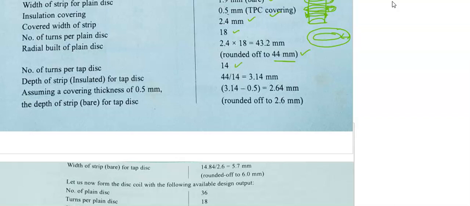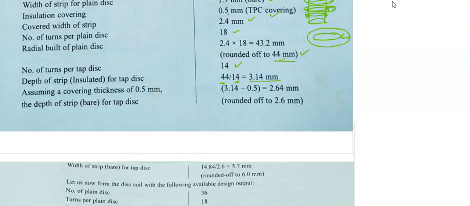Number of turns per tap disc. One tap disc, it is 14. Okay. Depth of the strip of tap disc. How to calculate? Total number of discs 44 divided by 14. Okay, so 3.14 mm radial build we got, right?